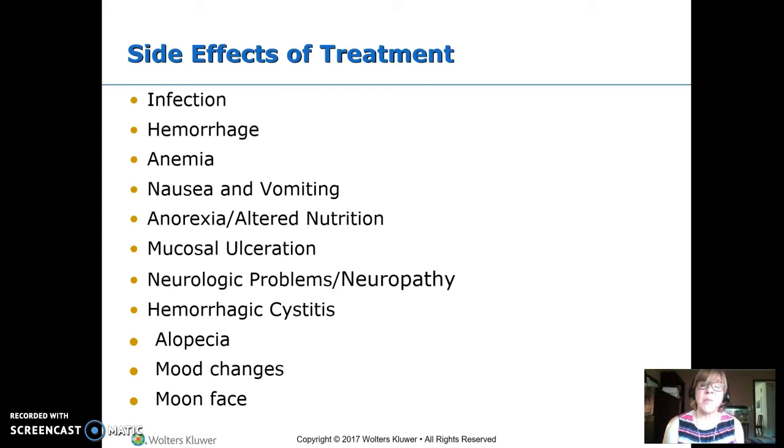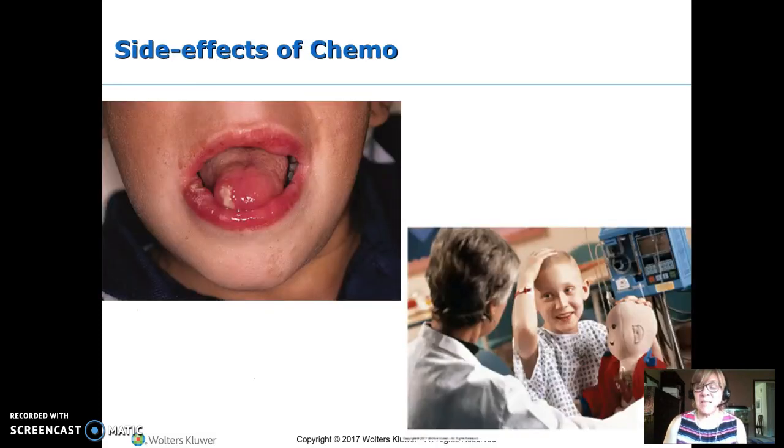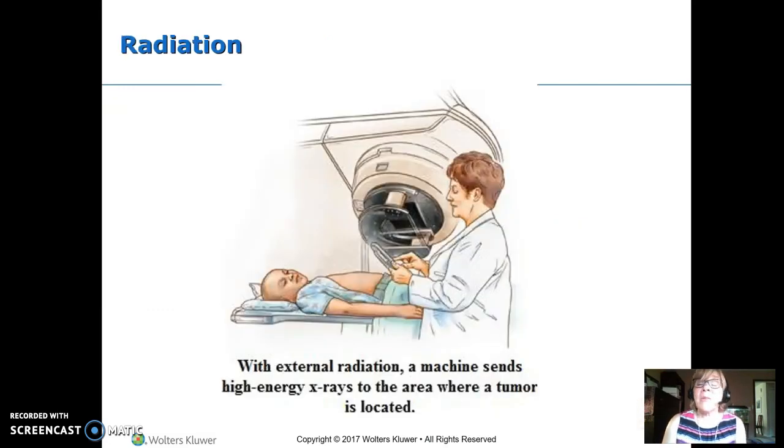You can get neurologic problems like that nerve pain, neuropathy, hemorrhagic cystitis, so blood in the bladder, alopecia, that's losing your hair. We put them on high doses of steroids, so you get the moon face, and mood changes can go along with those. So here's just some pictures of some of the side effects from chemo. Many kids will get radiation. So radiation is pinpointing X-ray to destroy the tumor, or sometimes to destroy the blood flow to the tumor.